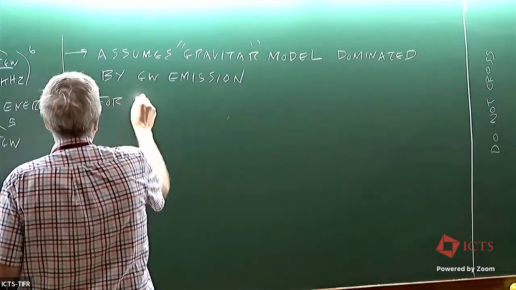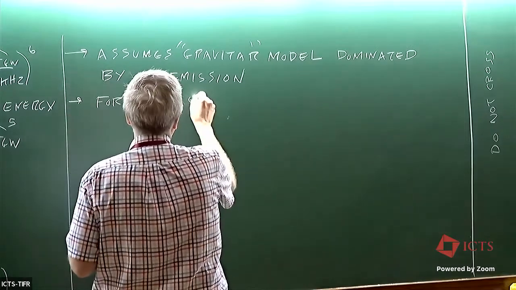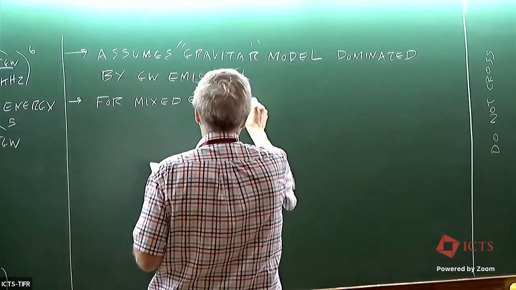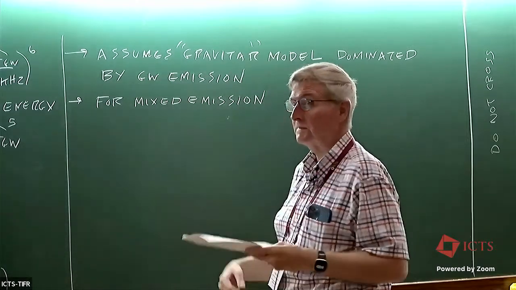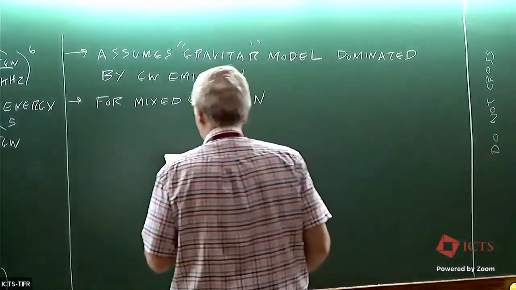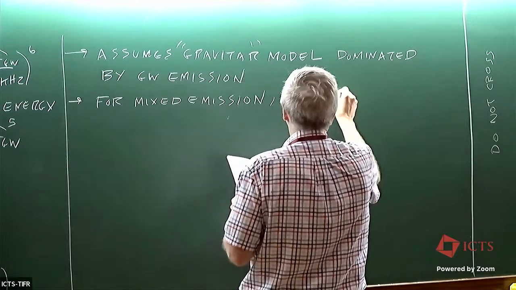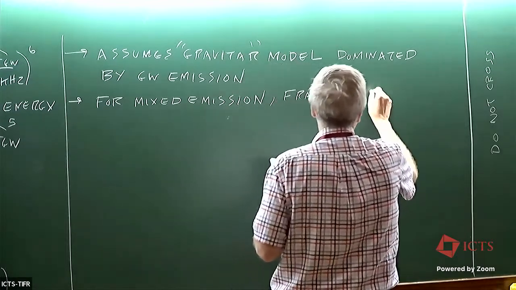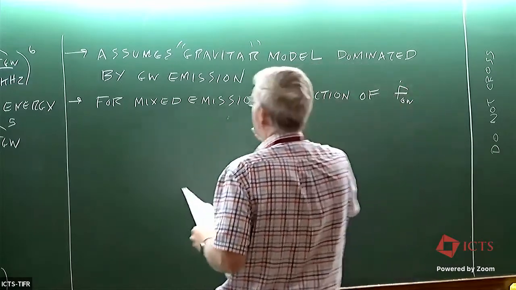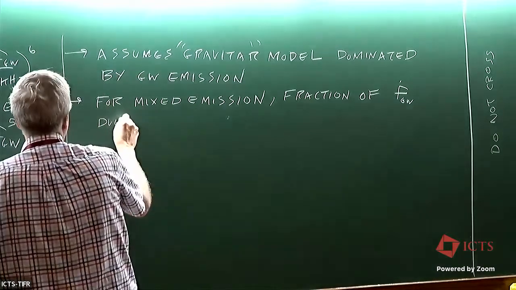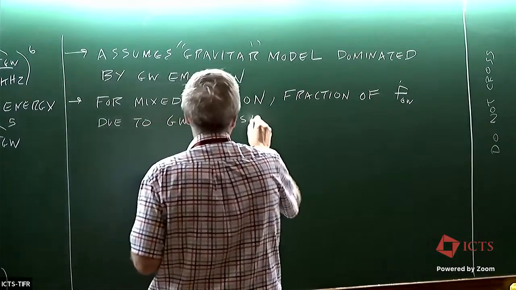But in the general case, that's not what we expect. We expect mixed emission because many of the stars that we expect to give us gravitational wave emission also have magnetic fields and they're spinning fast, so we expect at least some contribution from magnetic dipole emission. And so in general, when you have that mixed model, the fraction of f dot that is due to gravitational wave emission tends to get reduced with time as the frequency spins down.